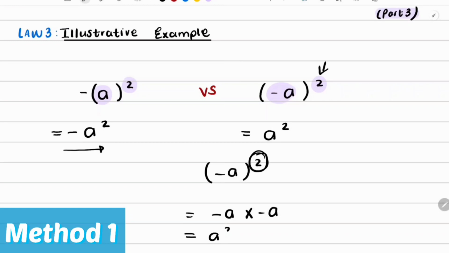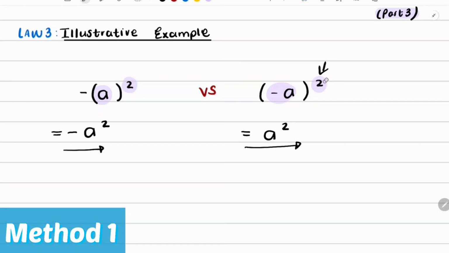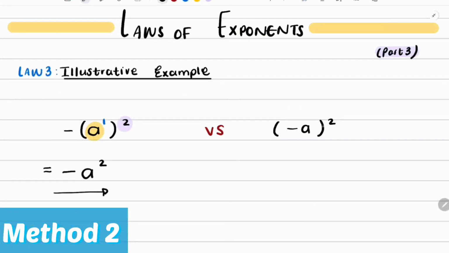So positive a squared. Also remember that this rule applies when you are raising a negative base to an even exponent. It doesn't just have to be 2. It can be 4, it can be 6. As long as it is an even number, then that base is going to become positive. Now here's another way of doing this. Let's look at that exponent of 2. What exactly has the exponent of 2? What's carrying the exponent of 2? That would be the negative a.